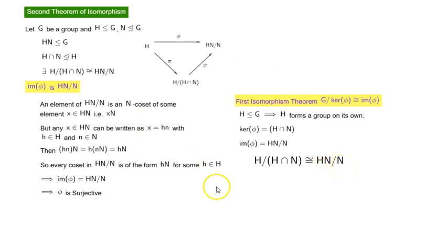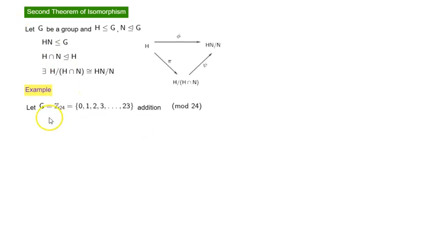Now let's look at this theorem using an example. Let's take G as the group formed by Z sub 24, that is the set of integers 0 to 23 under addition modulo 24. Now let's look at the elements and subgroups.